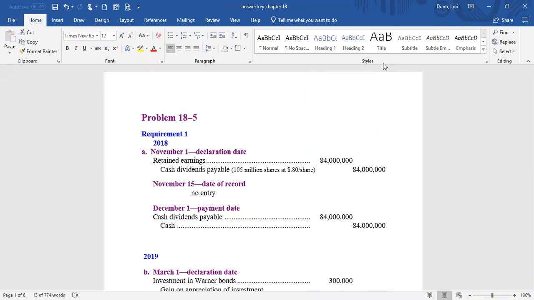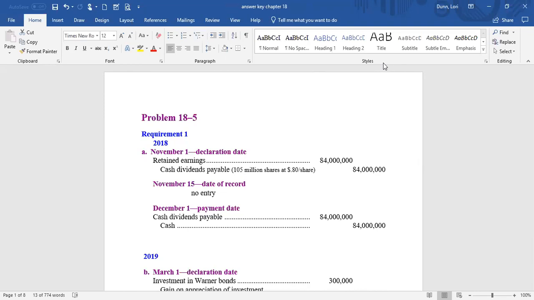So on the date of declaration, November 1st, compute the amount of the dividend, 105 million times 80 cents per share. Debit retained earnings, because dividends are a payment of the earnings of the company. So we reduce retained earnings when we declare a dividend, 84 million. Credit cash dividends payable, a current liability for the $84 million, where it will sit until we actually pay it.